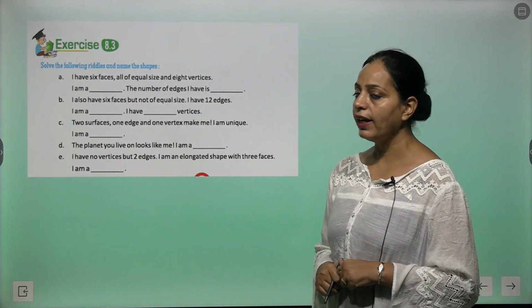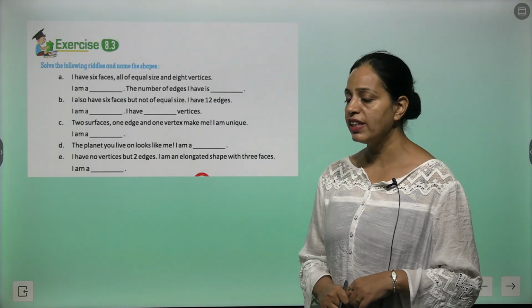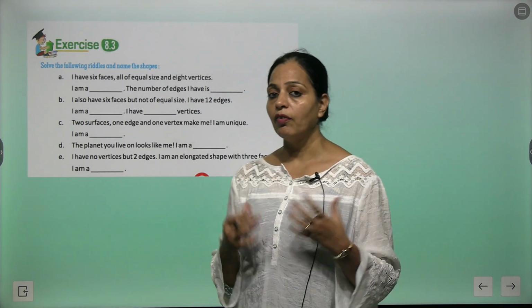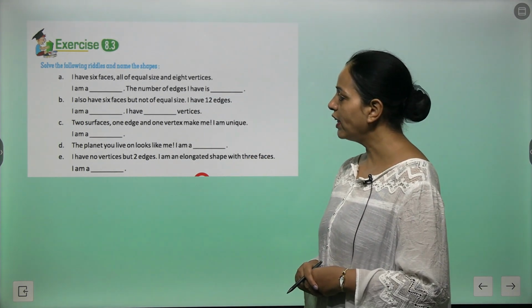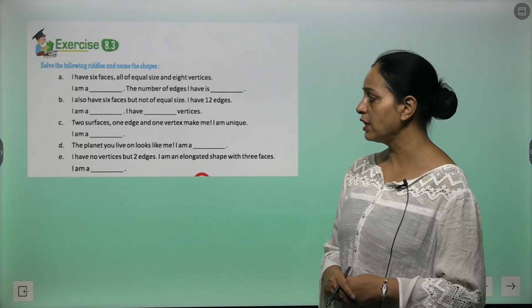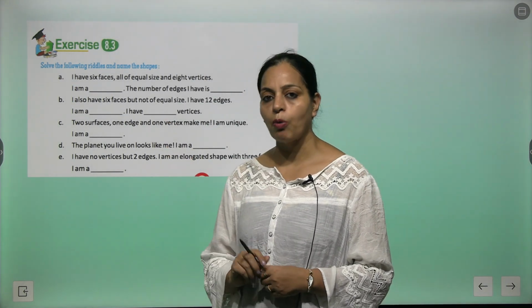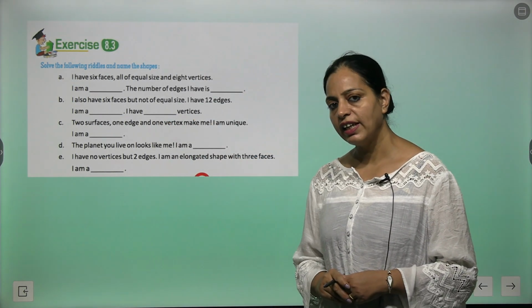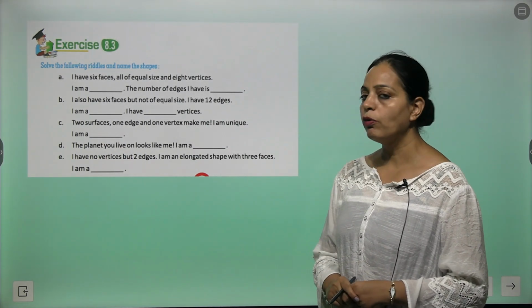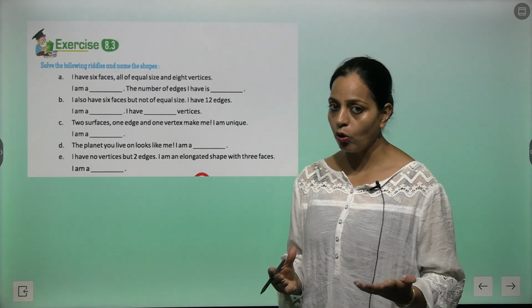Now exercise 8.3. Solve the following riddles and name the shapes. A part. I have 6 faces, all of equal size and 8 vertices. I am a cube and the number of edges I have is 12. Okay. B part. I also have 6 faces but not of equal size. I have 12 edges. So I am a cuboid. I have how many vertices? 8 vertices. Now C part, 2 surfaces, 1 edge and 1 vertex make me. I am unique. So I am a cone, right?